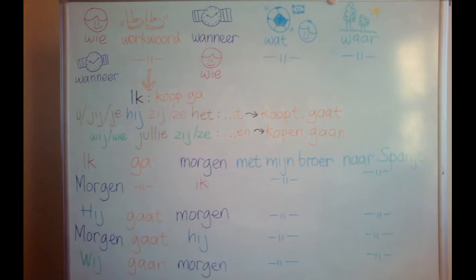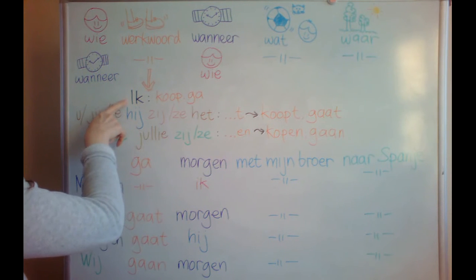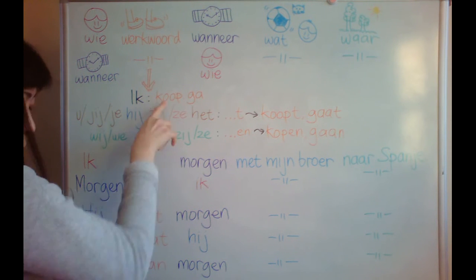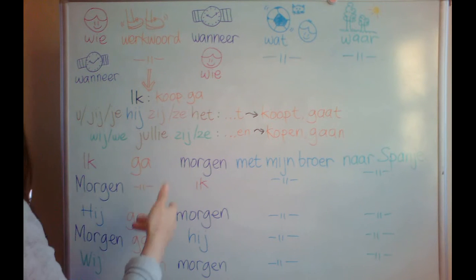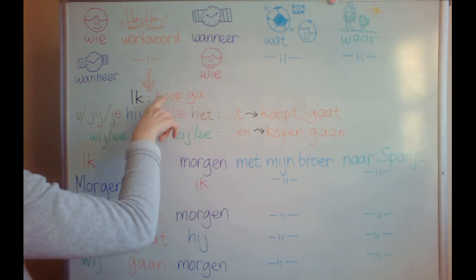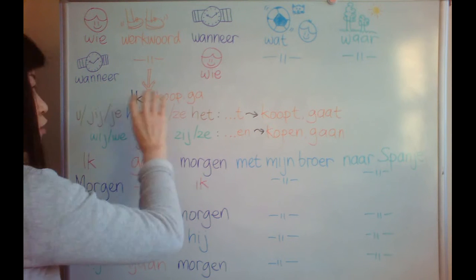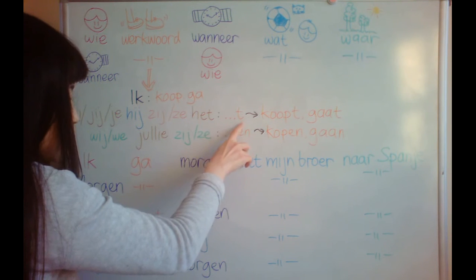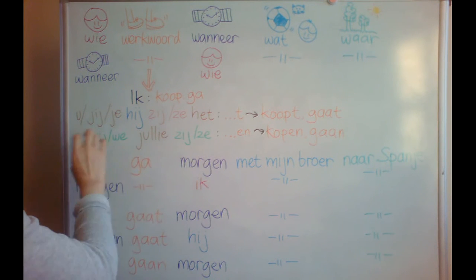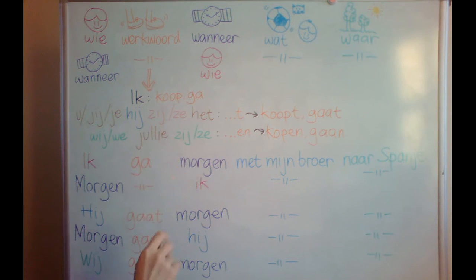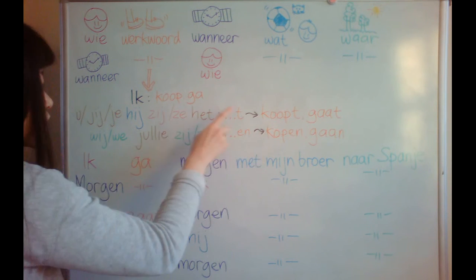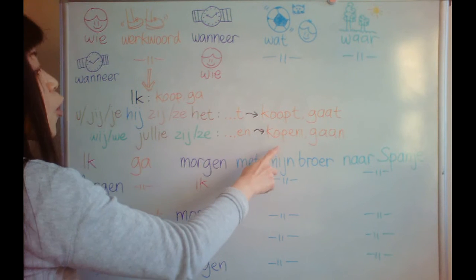Example, for I or ik, by is kopen. Kop. Sorry, I will say it again. Kop. This is buy. For person or thing or animal that consists of one, koopt. Koopt here. For animal or person or thing that consists more than one, E-N or N, kopen. So buy is koop or koopt or kopen.